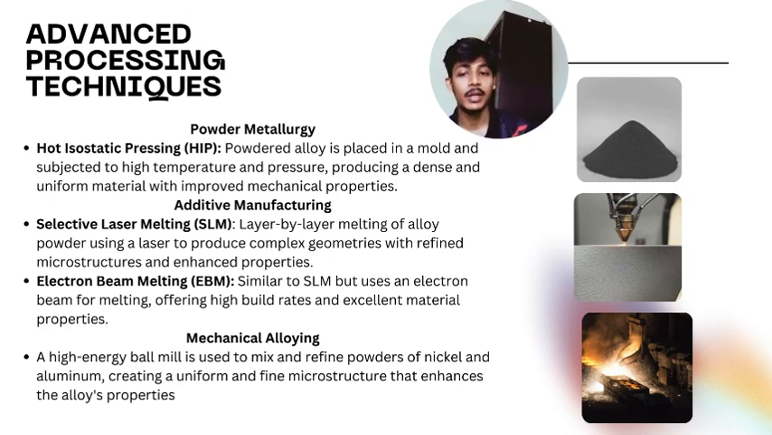Also, we'll learn about additive manufacturing, where we use two processes. The first one is selective laser melting, where a laser melts alloy powder layer by layer, creating complex geometries and a refined microstructure. And the second one is electron beam melting, which is similar to SLM but uses an electron beam, offering high build rates and excellent material properties. Also, we'll know about mechanical alloying, which is the process of high energy ball milling that mixes and refines powders, creating a uniform and fine microstructure.